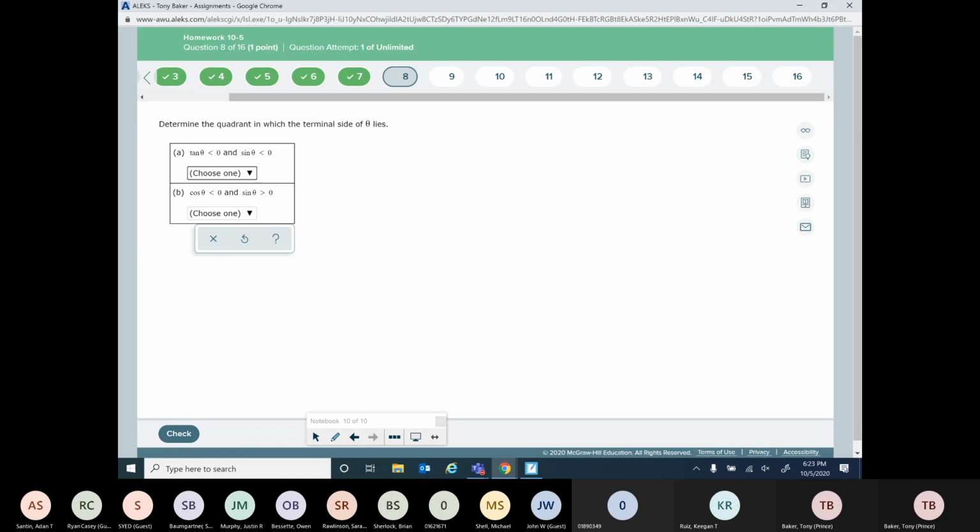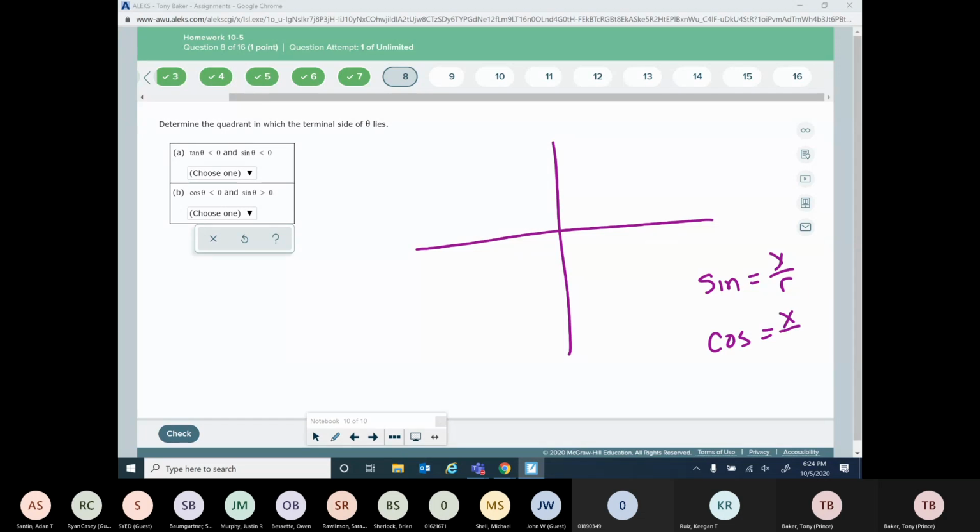This topic right here really uses the unit circle. So if we're looking at our graph, remember, sine is y over r, cosine is x over r, and tangent is y over x. If r is always going to be positive and 1, that doesn't really matter. So in this quadrant up here, my x is positive and my y is positive, which means my sine, my cosine, and my tangent are all positive.